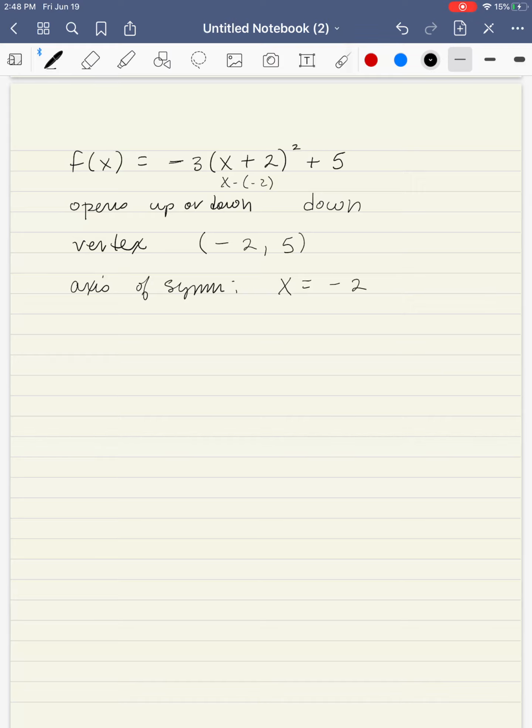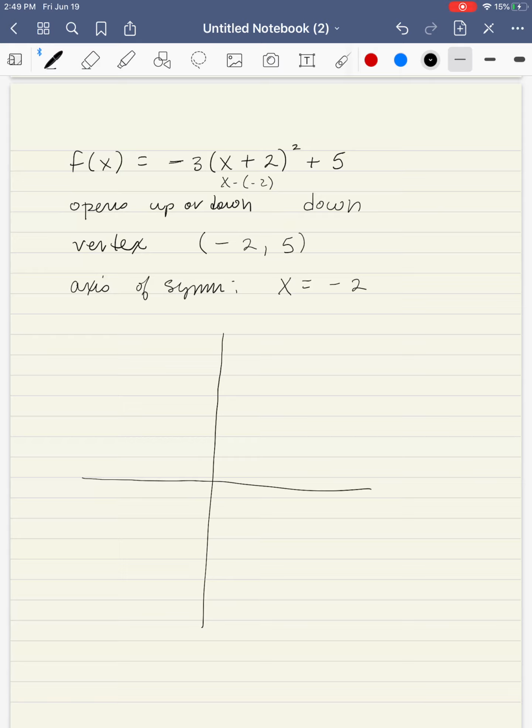And it's always a vertical line, x equals. Don't forget to put the x equals. And it's the x-coordinate of the vertex. We're going to be interested in some other things about these parabolas. So let's go ahead and draw a quick sketch of our parabola here.